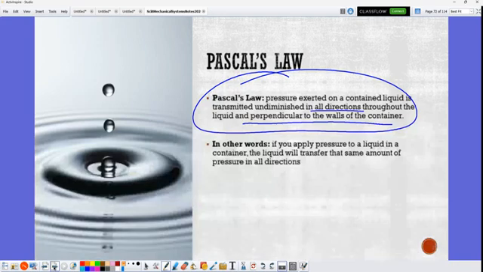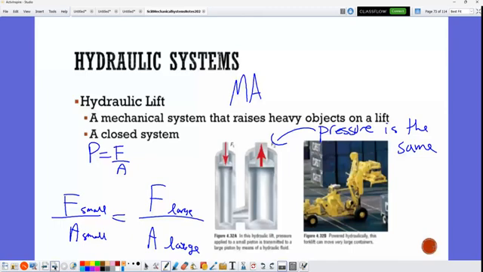We looked at Pascal's law. That's pressure exerted on a contained liquid is transmitted in all directions throughout the liquid and perpendicular to the walls of the container. In other words, if you apply pressure to a liquid in a container, the liquid will transfer that same amount of pressure in all directions. Here are some examples of a hydraulic system, a hydraulic lift. In this hydraulic lift, the pressure is the same throughout the container. So you can actually change the force by changing the area of the cylinder.